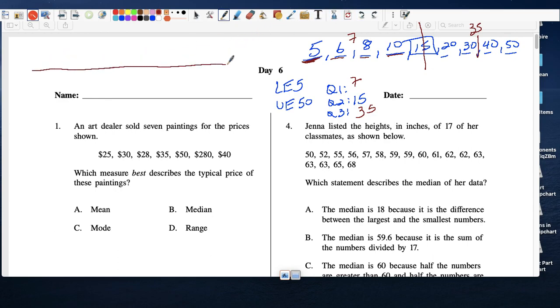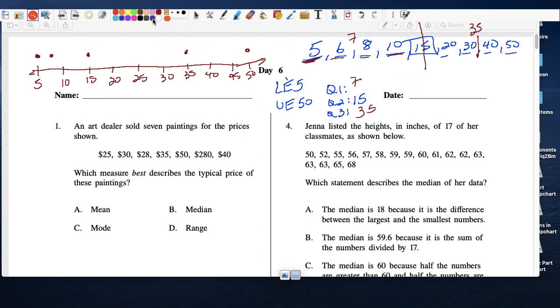So if you had a number line, 5, 10, 15, 20, 25, 30, 35, 40, 45, 50, right? So imagine you had a number line like that. First, your lower extreme, 5, would be here. Upper extreme is 50. Your Q1, the middle of your bottom half, would be about here, which is 7. The median of this whole data would be 15, which is right here. And the median of the upper half is 35, which is right here.